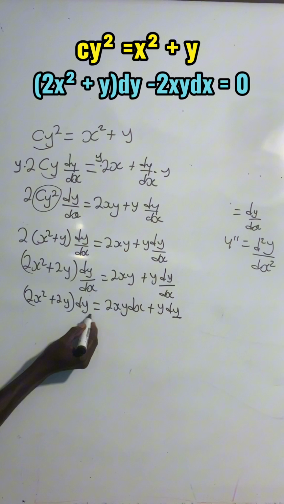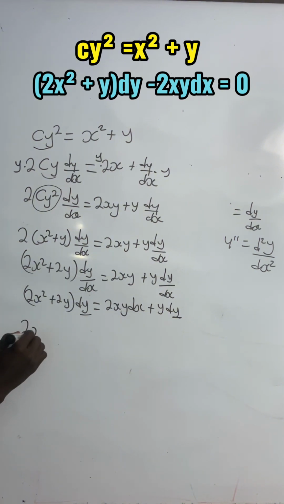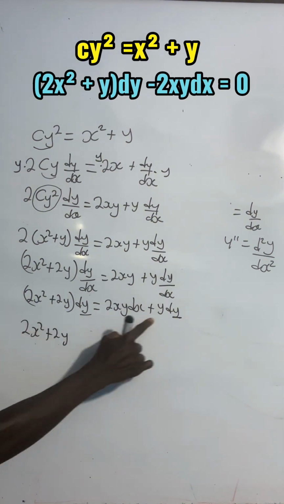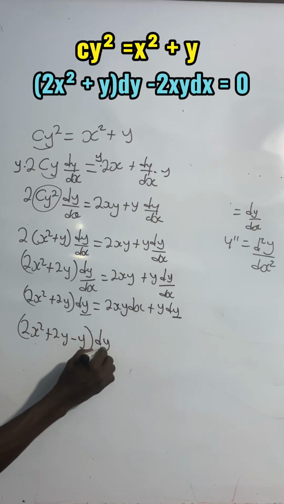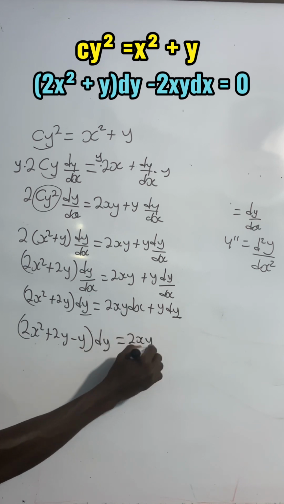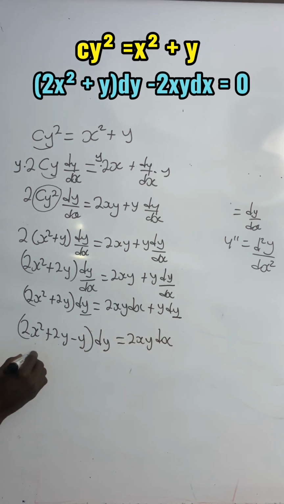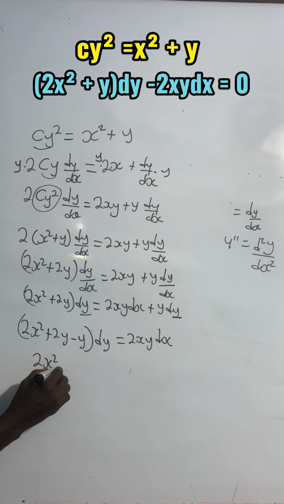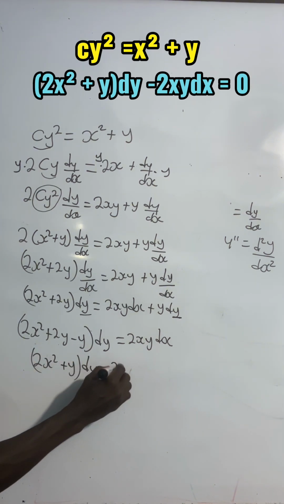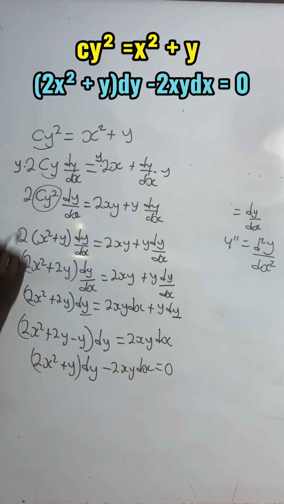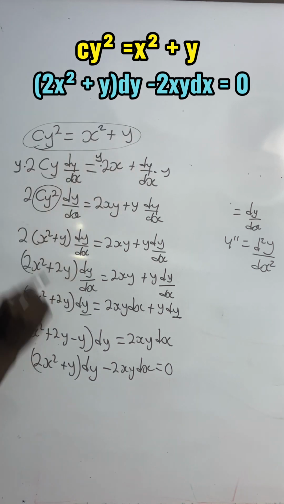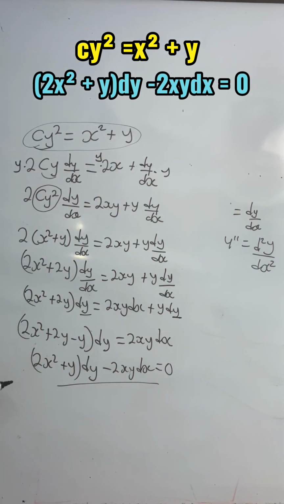Now, we have dy here and we have dy here. So let's group them: 2x squared plus 2y, then this will become minus y, and then we factorize the dy out, equals 2xy dx. Grouping them on the left hand side, we have (2x squared plus y) dy minus 2xy dx equals 0. We can also group them on the right hand side. So cy squared equals x squared plus y is a solution to this differential equation.